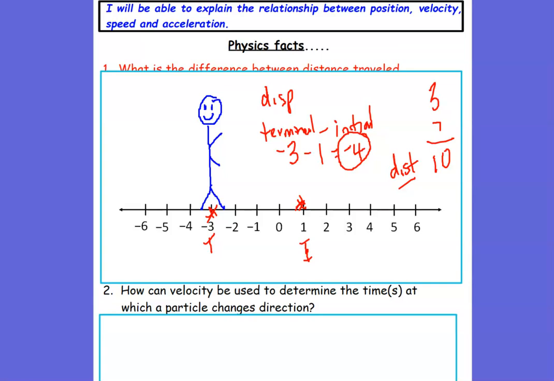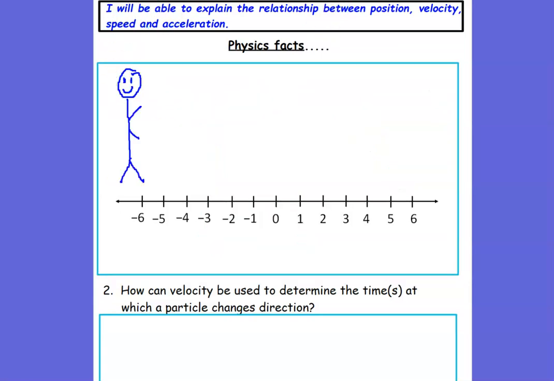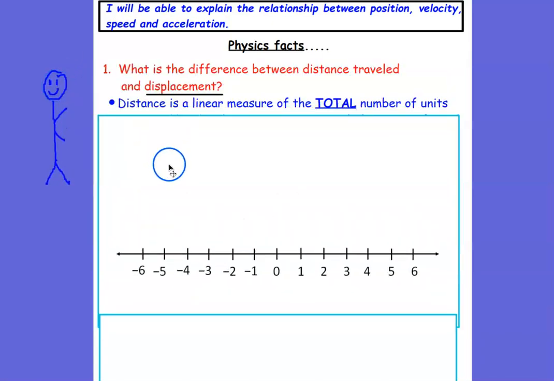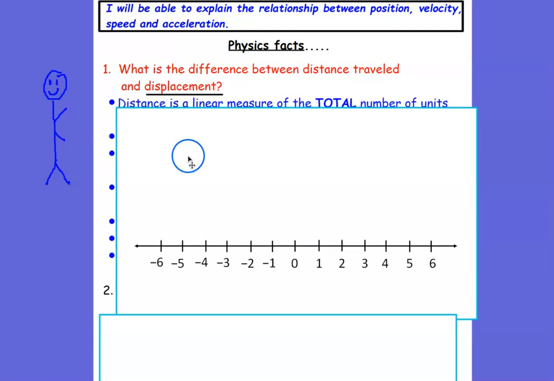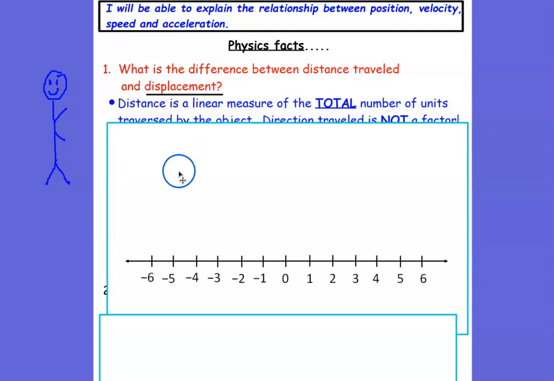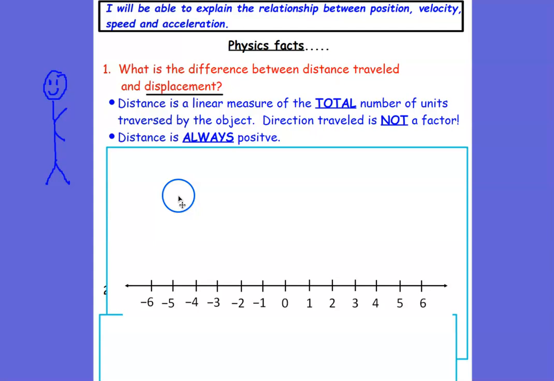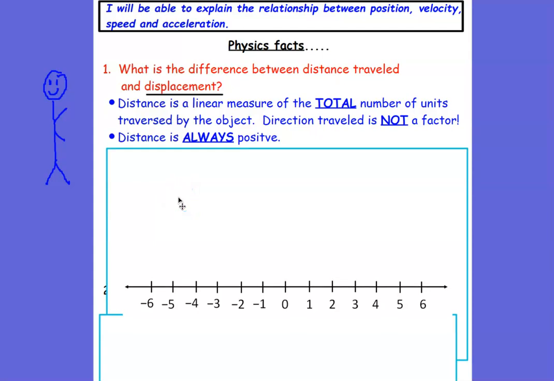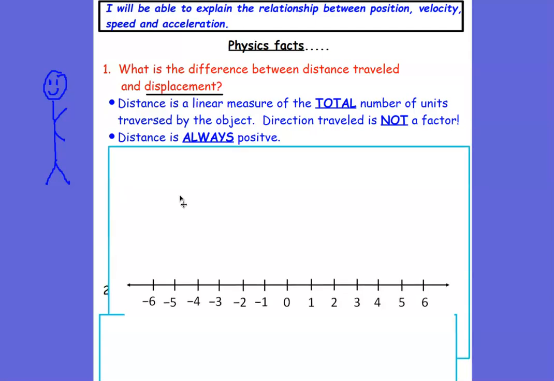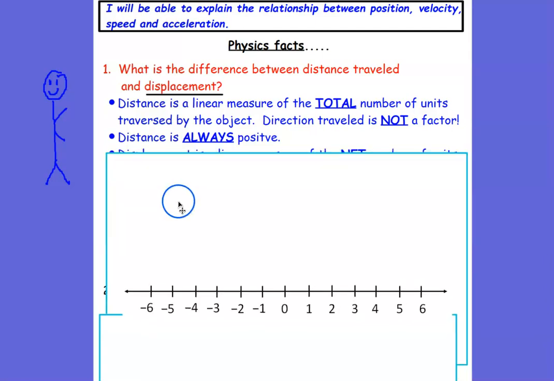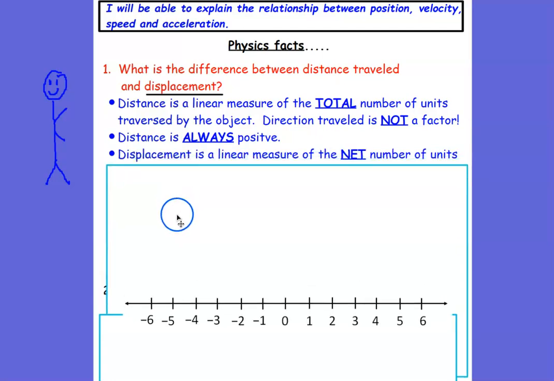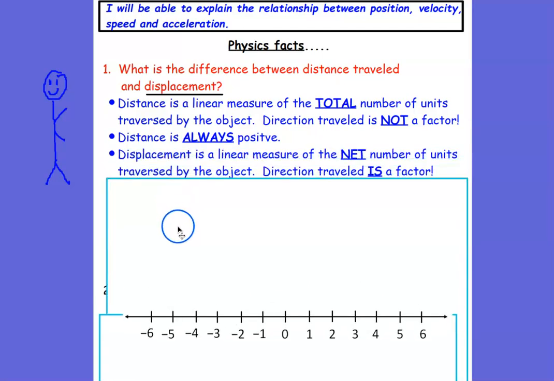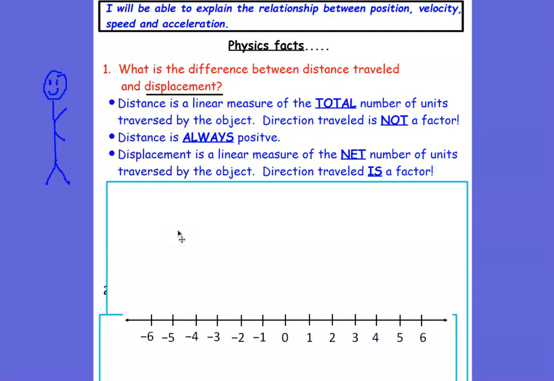All right, let's see what else it says under our little screen here. Let's move happy math guy out of the way. There you are. Distance is a linear measure. It's measured in feet, miles, etc. It's the number of units traversed by the object. Direction traveled is not a factor, so it doesn't matter which way you're traveling. You just keep counting it up as a total. Distance is always positive.